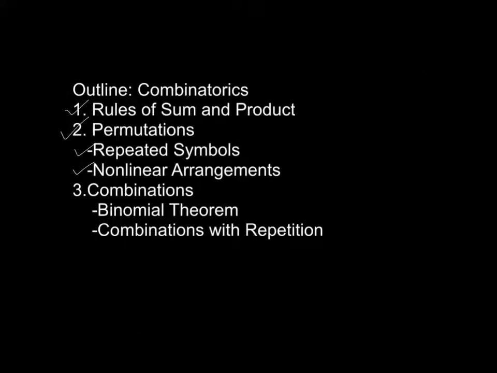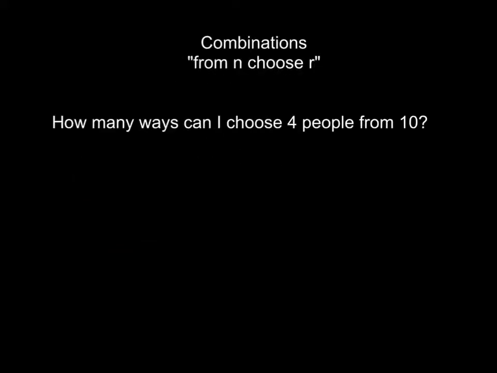So now that we've covered nonlinear arrangements, our last topic for this video is combinations. Combinations, and the words that you associate with combinations is from N choose R. Again, an example, how many ways can I choose 4 people from 10? In other words, from 10 people, choose 4, from N choose R. I specifically chose this example to be similar to our last permutations example where we had 10 people and we wanted to arrange 4 people.